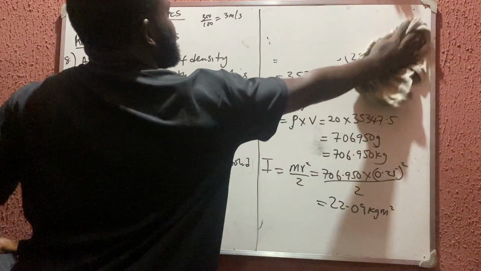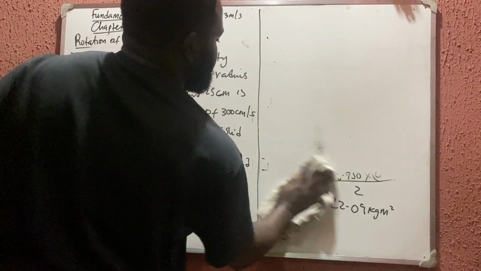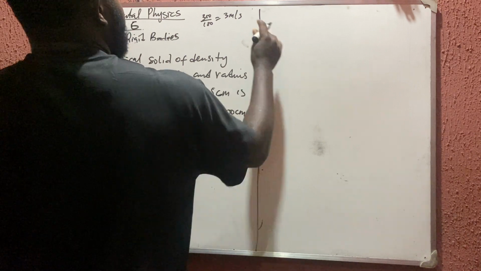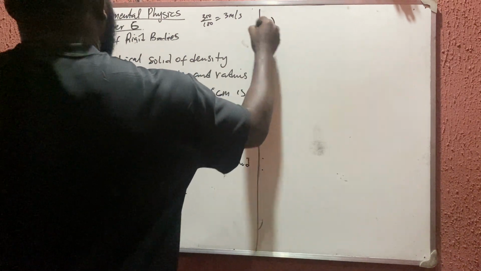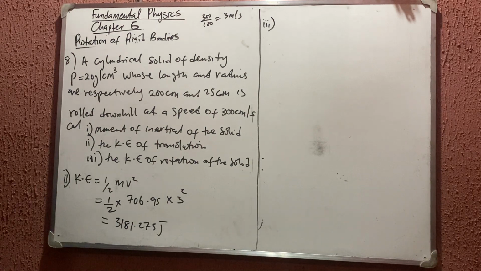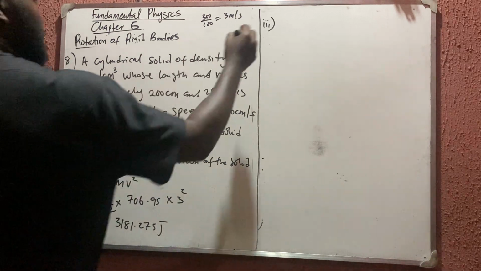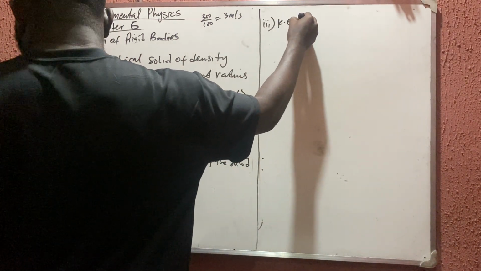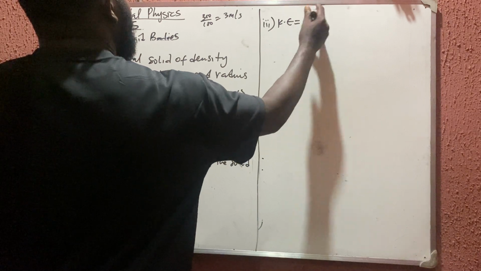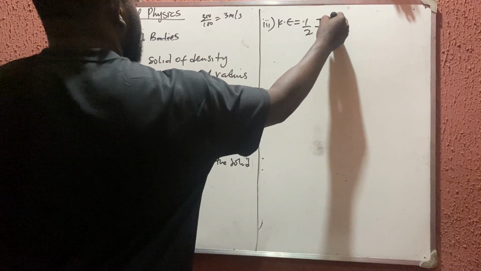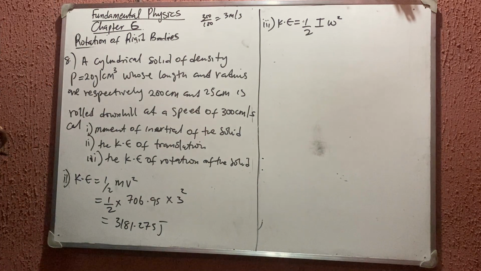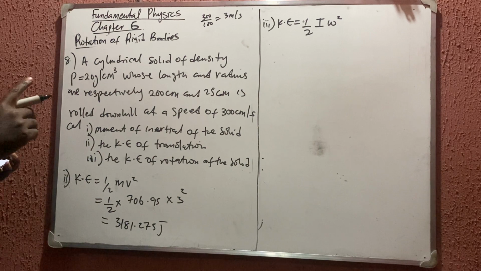So now, for us to calculate the kinetic energy of rotation, I'm going to use the kinetic energy. Kinetic energy of rotation is what? 1 over 2 moment of inertia, then w squared. Okay, so that is the kinetic energy of rotation. So do that to get your answer.